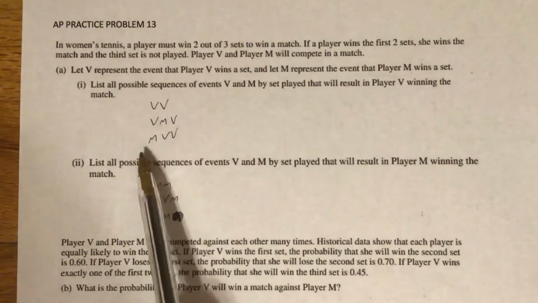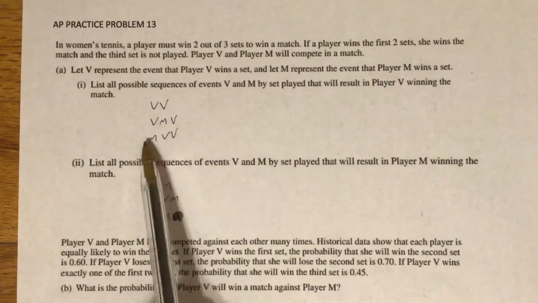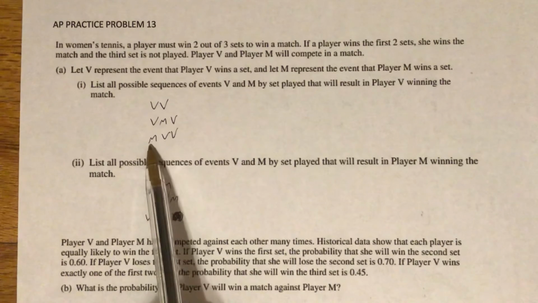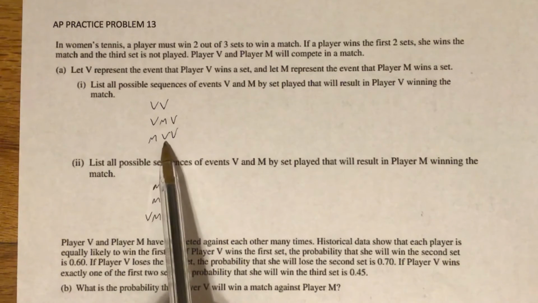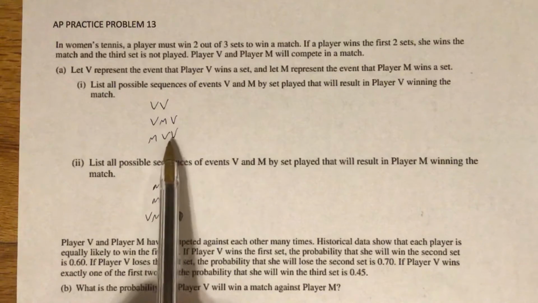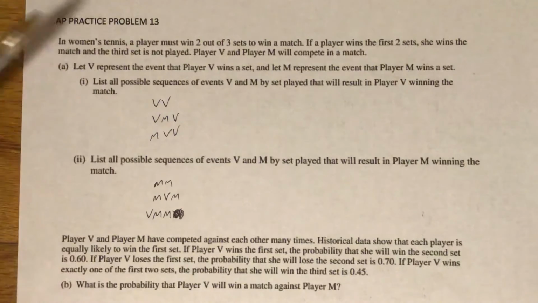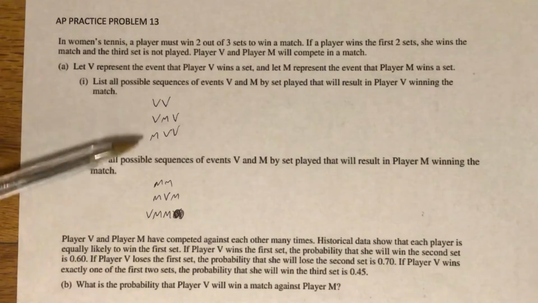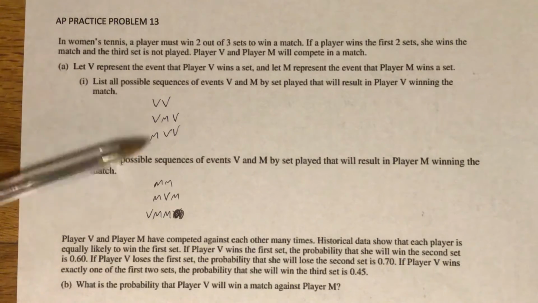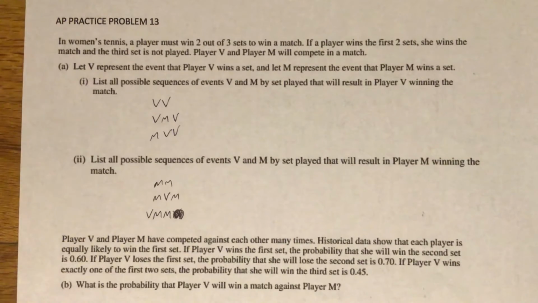The third scenario is sort of the upset situation for when they upset M. M wins, then V wins, and then V wins the third one. So since V won 2 out of 3, once again, they win the whole match. So if V's going to win the match, these are the only 3 ways that it can happen. Then they want the same for M. What are all the ways M could win?